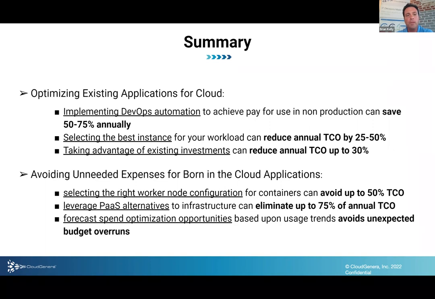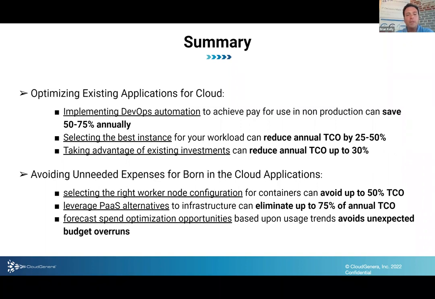Third thing we talked about with regards to optimizing existing applications for cloud: taking advantage of your existing investments. And as you saw in our illustration in the cost planner demo from CloudGenera today, that could reduce annual total cost of ownership up to 30%. In fact, we showed one example that was over 30%, 50% savings by leveraging Bring Your Own License. Not available just for operating systems, but for certain vendors, also available for platform as a service.